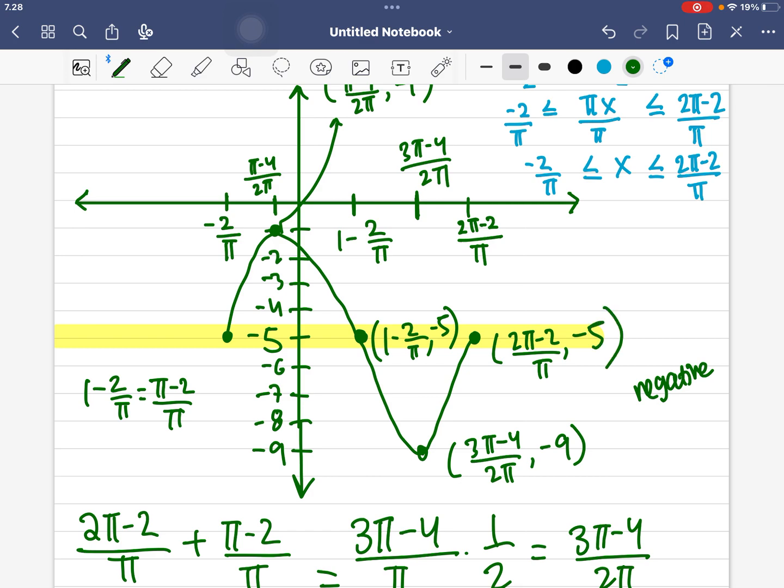And that's all. I hope that helps. If you think this is more difficult, then don't do it. This is just another way to graph your trig functions.